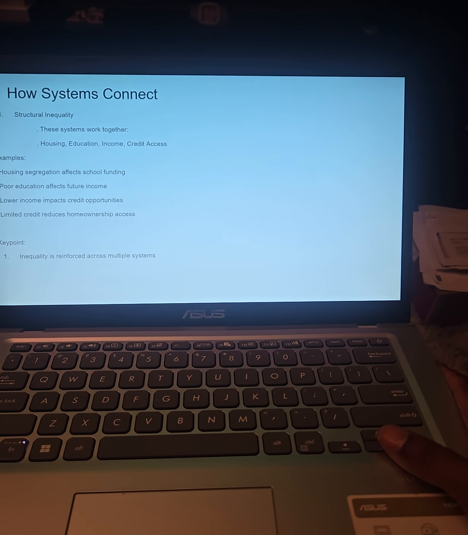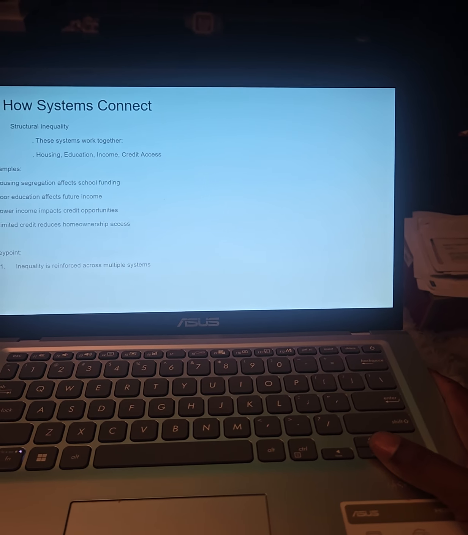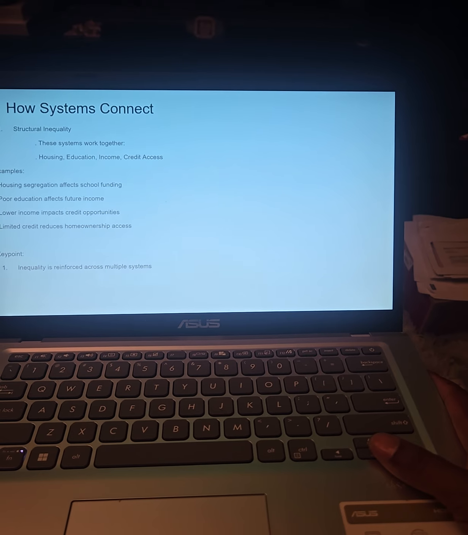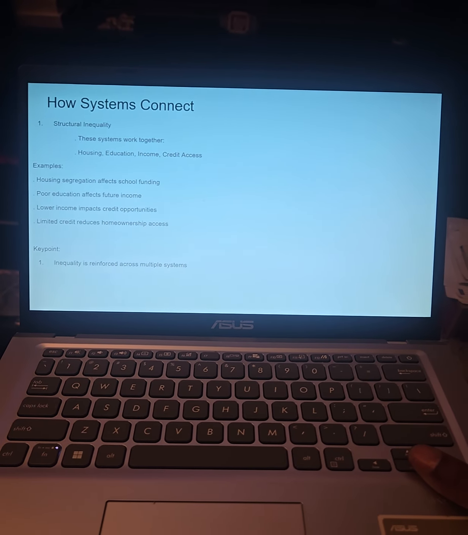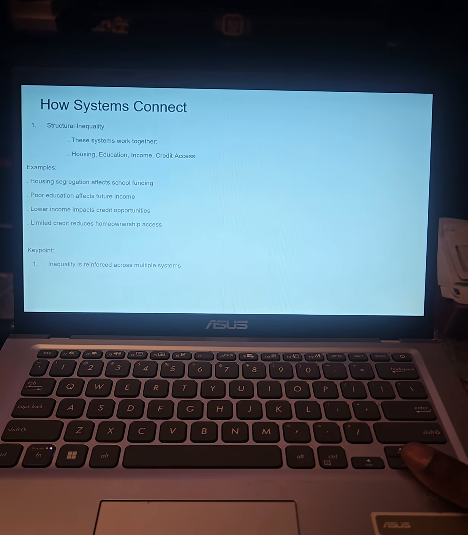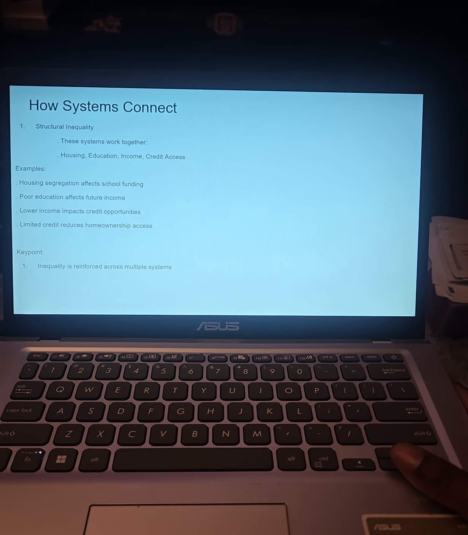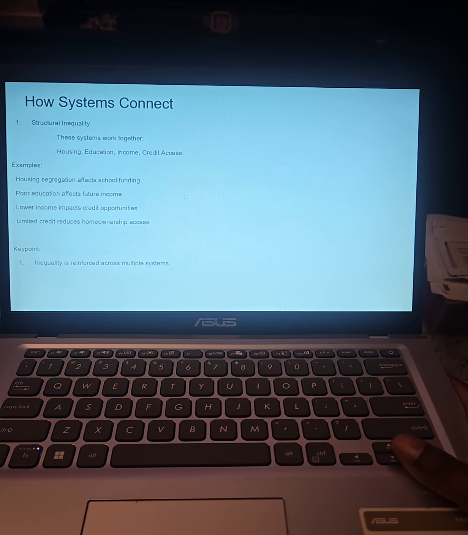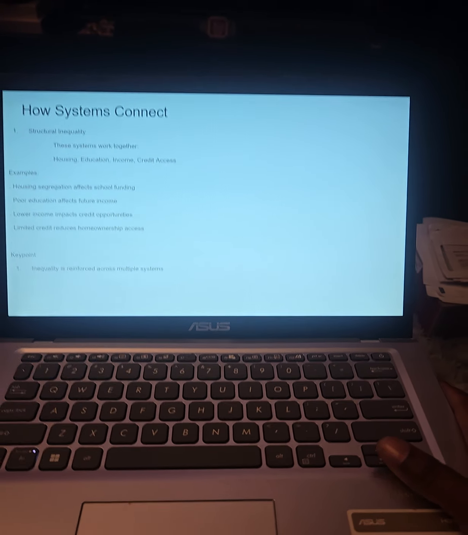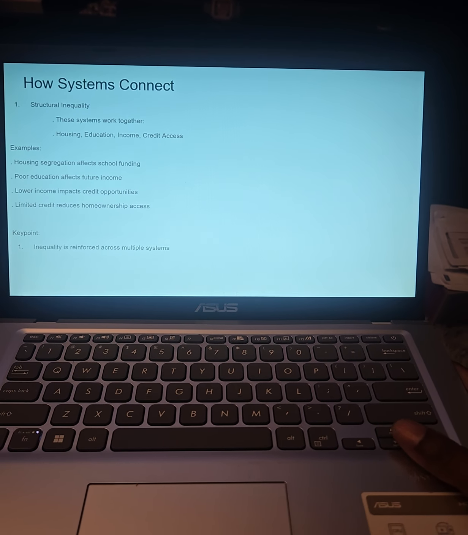So next we're going to talk about how systems connect. Pretty much what they're trying to do is create these laws to make it where it's equal amongst everybody. People should have certain credit criteria. People should be on a job, but we shouldn't base that on color. If a white person has bad credit, or an Asian person or anybody else, they should be treated the same as everybody else.